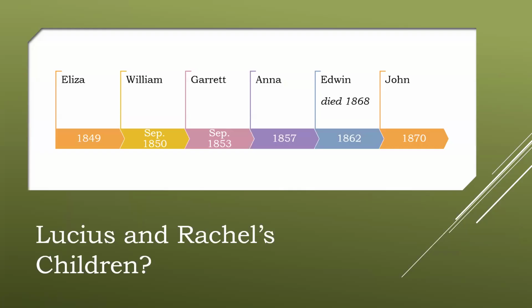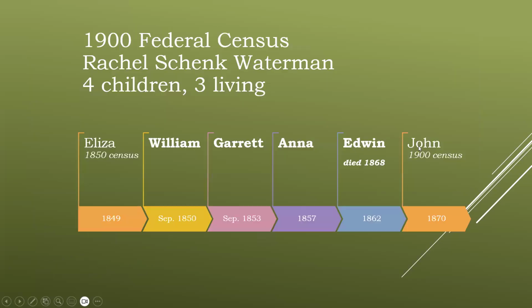So again, here's what it kind of looks like. Eliza's a year old in the 1850 census. These three I have good records for. I have decent records for Edwin who died at 6. And then there's John. So in the 1900 federal census, Rachel Schenck Waterman says she's had 4 children and 3 are living, which is these 4 in the middle.